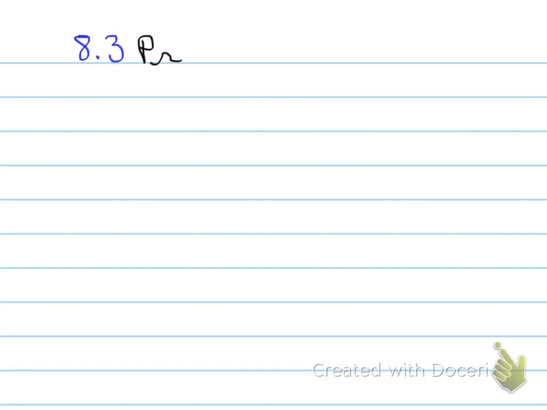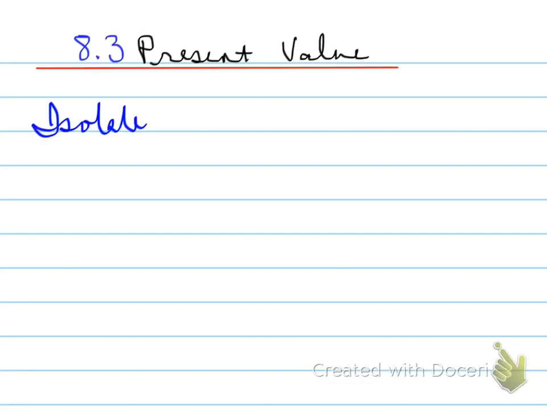All right, 8.3, present value. Present value is basically the compound interest formula isolated already. So sometimes it's easier to work with another formula that's already been isolated for you.